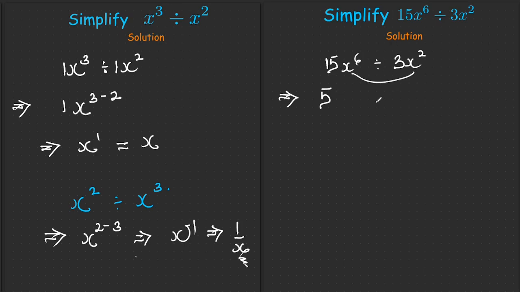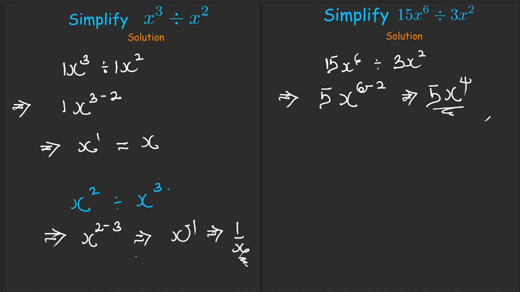Then we now come to the variables. Since they are all the same, we can just write one of them. And then we work on the exponent. That is 6 minus 2. This in turn gives us what? Our 5. Then x raised to the power 6 minus 2, which gives us a 4.